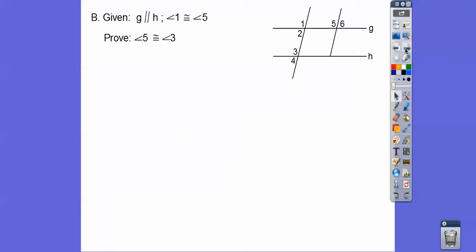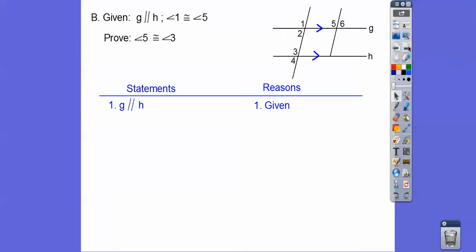We have another one. So it says G is parallel to H. Okay, so here's G and here's H right here. G is parallel to H. And then also that's given, 1 is congruent to 5. So I think we are set up to do this all by ourselves.